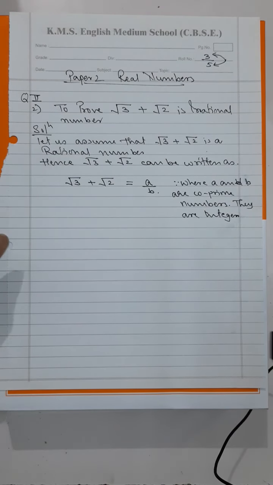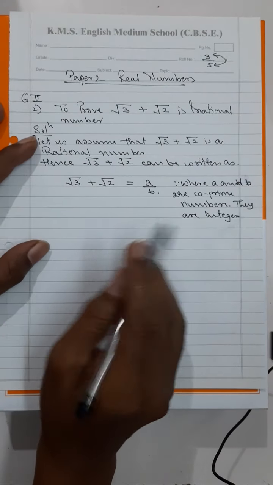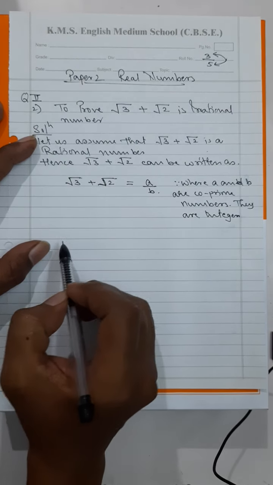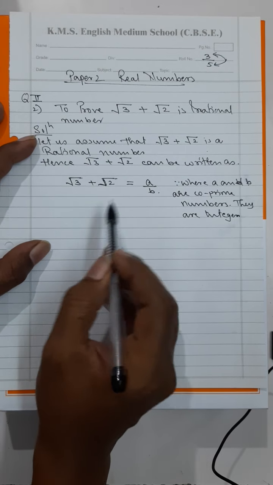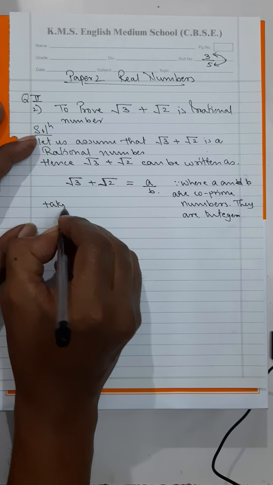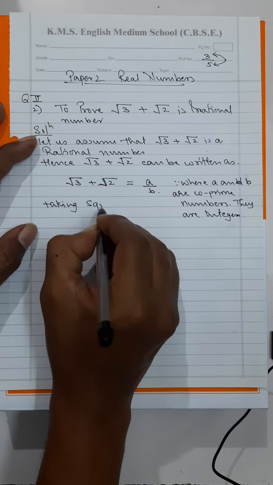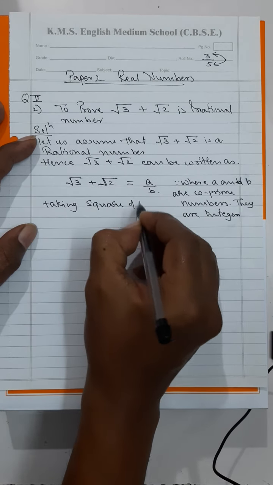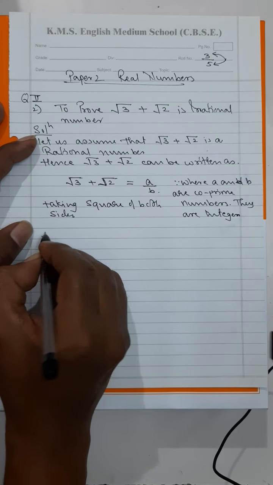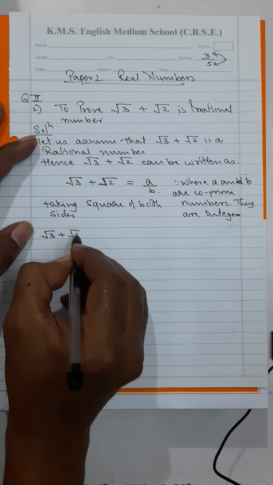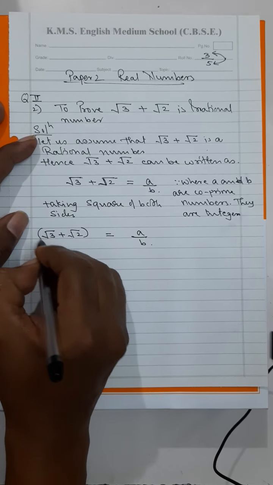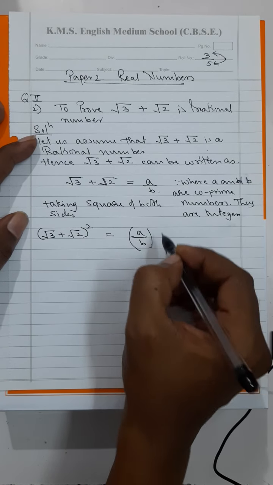So here we are coming up to this, and now we have to get rid of this radical, as much as possible. So what we do is take the square of both sides. Taking square of both sides: root 3 plus root 2 is the left hand side, a upon b is the right hand side. So I will take the square of the left hand side and the square of the right hand side.